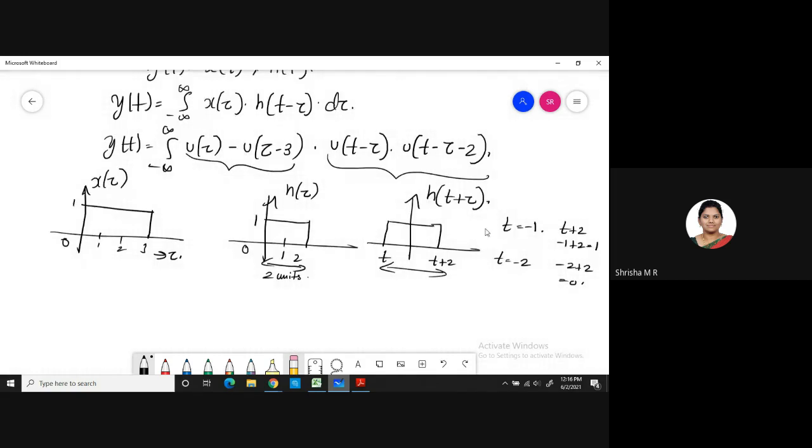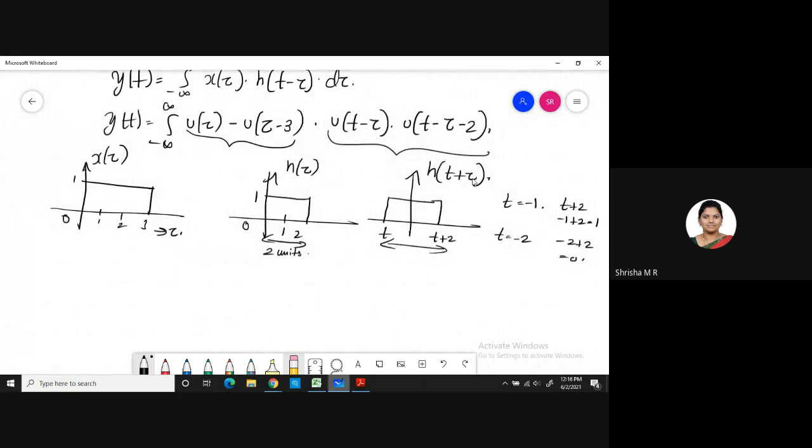So now take this reflection. h of tau plus t we have got. Let us now take t minus tau, to get this h of t minus tau term. So that would be the reversal of h of t plus tau. So h of t minus tau would be from t minus 2 to t.